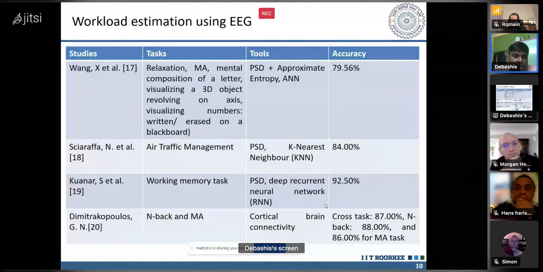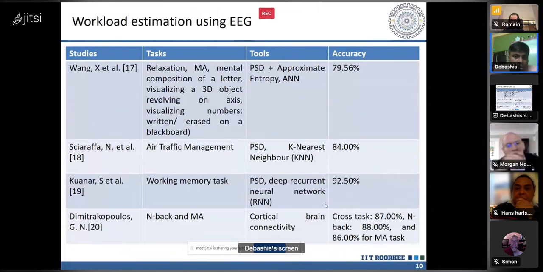And these are some studies based on workload estimation. They used different types of tasks, the mental arithmetic, that is MA, and 3D object revolving on an axis. It is a complex task, and they used PSD, power spectral density, spectral entropy, and an ANN classifier, artificial neural network, and the accuracy they achieved is 79.5%. The second one is a traffic management task, and they used the same PSD and a KNN classifier, and they achieved 84% accuracy. The third one is a working memory task, and they used deep learning classifiers, and they got 92.5% accuracy.